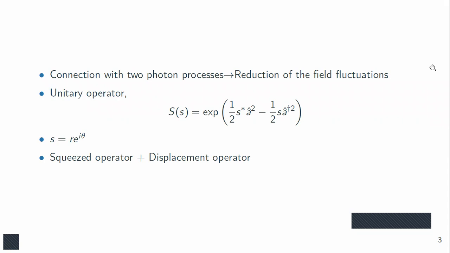As we know, the reduction of field fluctuations is related to photon processes, and these processes can generate a squeezed state. We can represent these operations using a unitary operator, which is usually called a squeezing operator. So we can generate a squeezed vacuum state or a squeezed coherent state. In order to generate a squeezed coherent state, we have to use the squeezing operator and the displacement operator. We have discussed that we can generate a coherent state using the displacement operator. Now we can use both operators in any order to generate a squeezed coherent state.